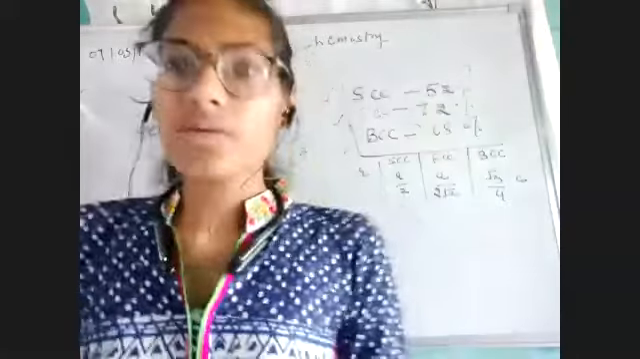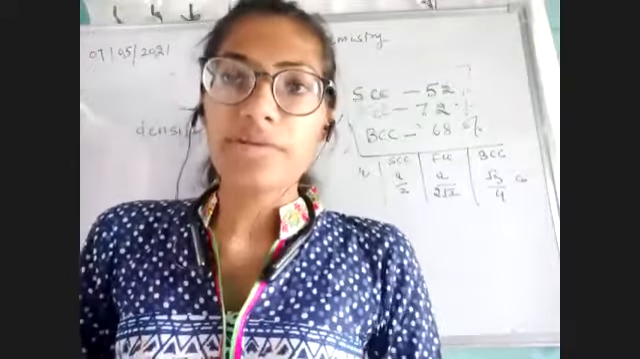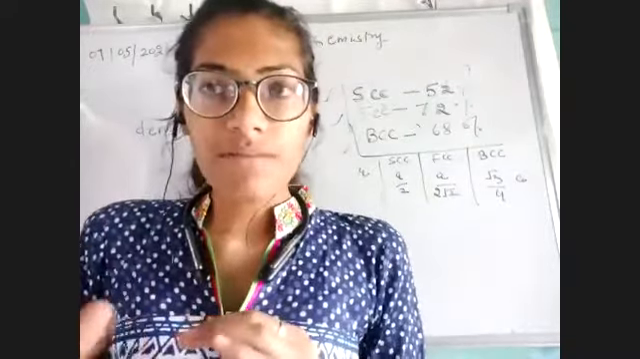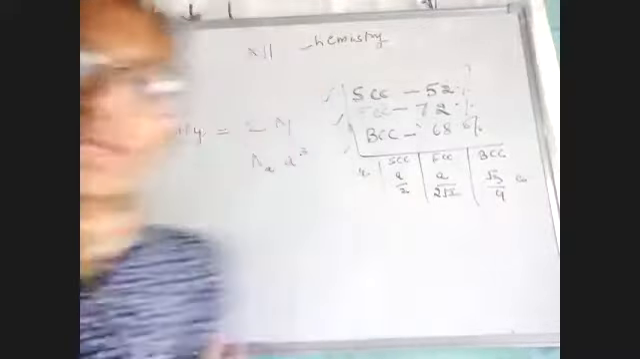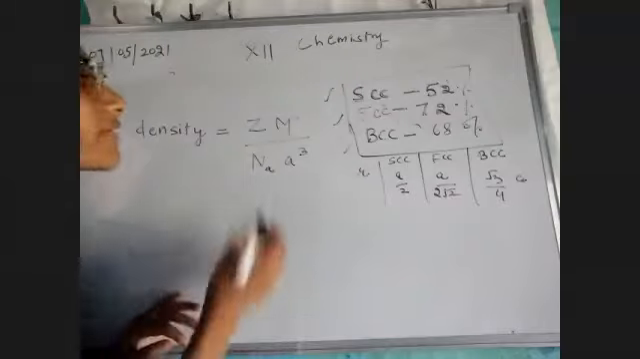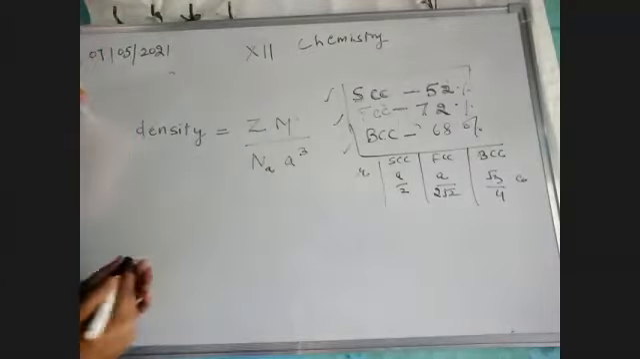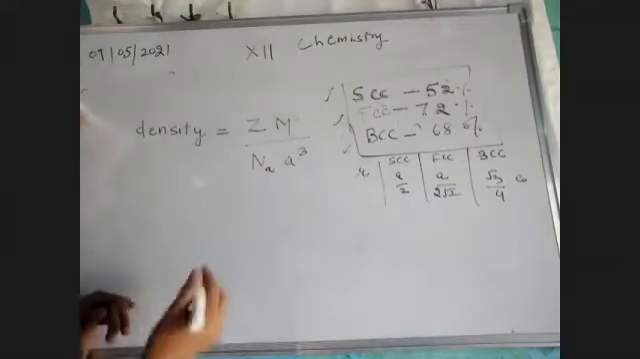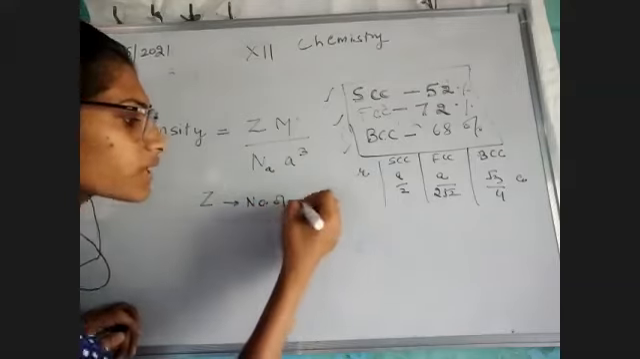Okay, let me tell you one thing. You know very well, the density is equal to mass per unit volume. That means mass is covered and divided by the volume of a unit cell. Okay, so now in this concept, we have the Z, the M, the Avogadro number, and the a. What do all these terms represent for us? Z represents the number of atoms in a unit cell.